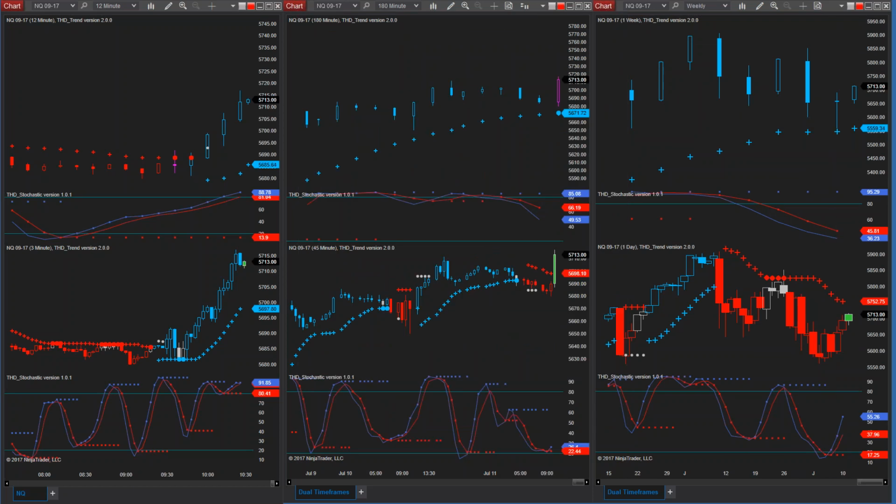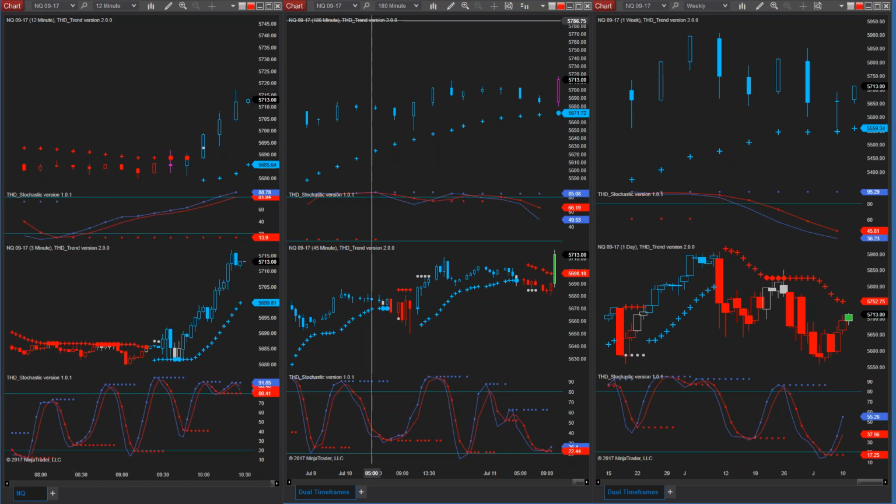If you go into reading the 180, the 45, the daily, the weekly, these line up with the way that I trade, okay? 12-minute corresponds to the 180, which corresponds to the weekly. The 3-minute corresponds to the 45, which corresponds to the daily. This is a weekly, this is a daily. This is a 180, this is a 45. This is a 12, this is a 3.